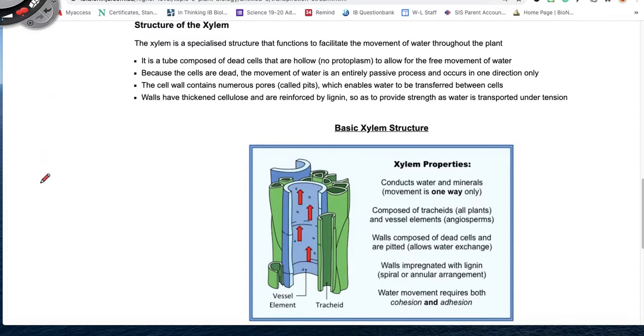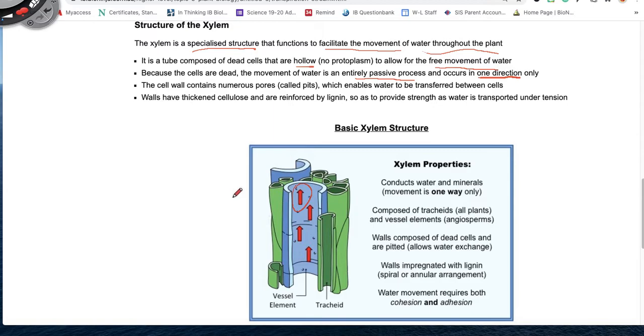So what is xylem? Xylem is a specialized structure that functions to facilitate the movement of water through the plant. We know that xylem is dead cells, so they are hollow, meaning they have no cytoplasm. All they're there for is to transport the free movement of water. Because the cells are dead, this is a passive process from areas of high concentration to low concentration, and it only occurs in one direction: from the roots that have high pressure up to the leaves, which have low pressure.